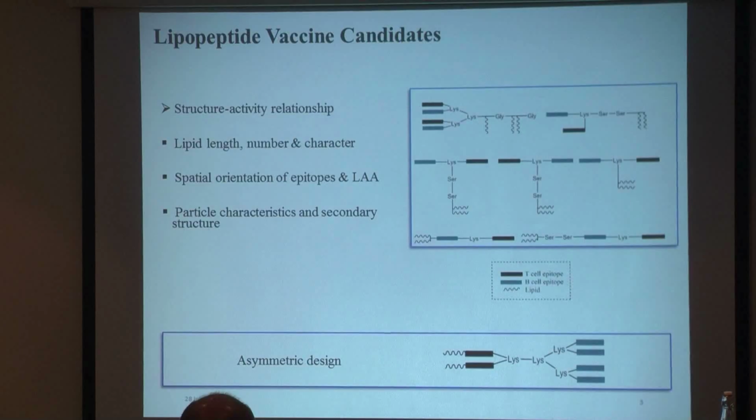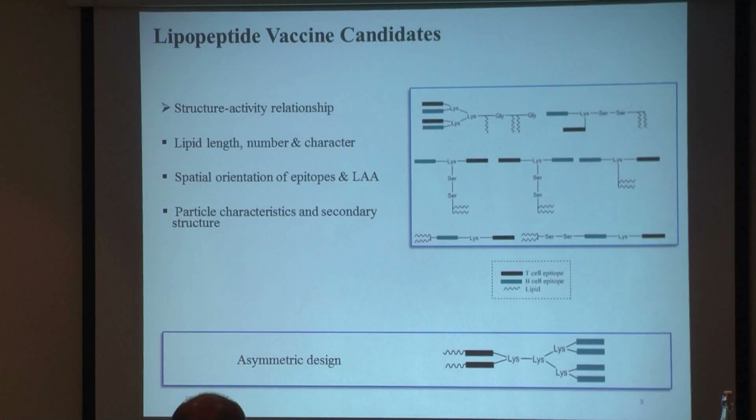So previous studies on lipopeptides have shown that lipid length, number, position, and character of the lipids, and spatial orientation of the epitopes with respect to the lipids are effective on the level of antibody and immune response. Also, these lipopeptides are a type of material that tends to self-assemble into particles of different shapes and characteristics, and it has already been shown that particle size, shape, and secondary structure are important for the immune response.